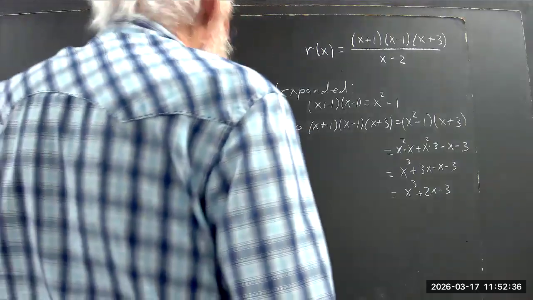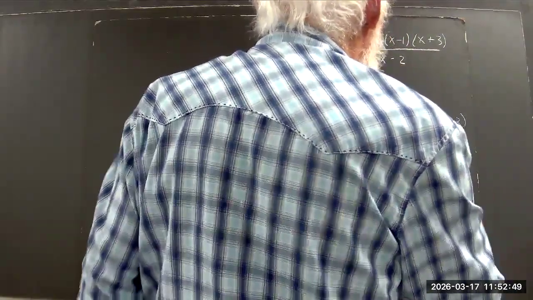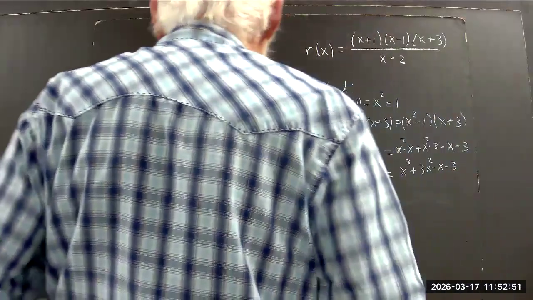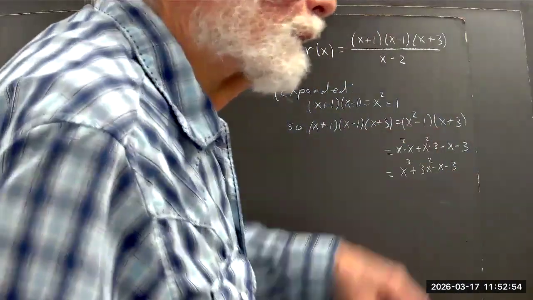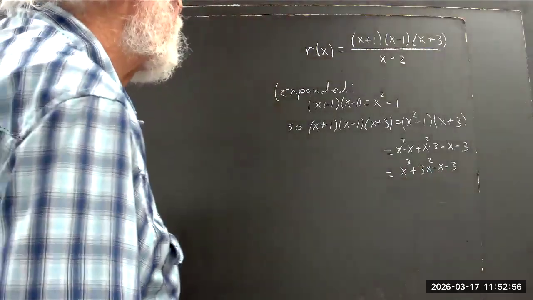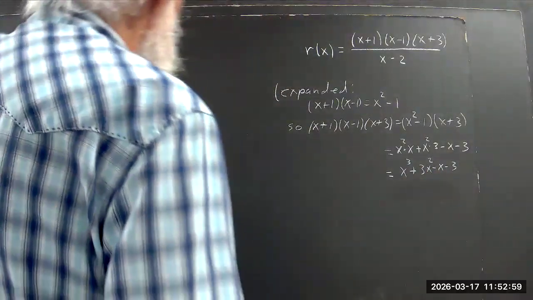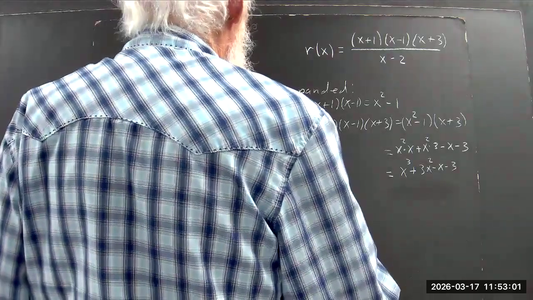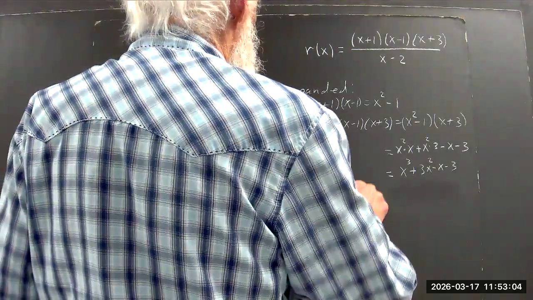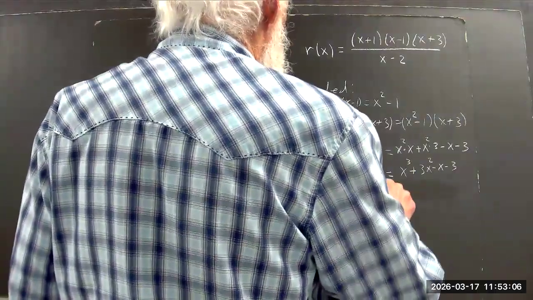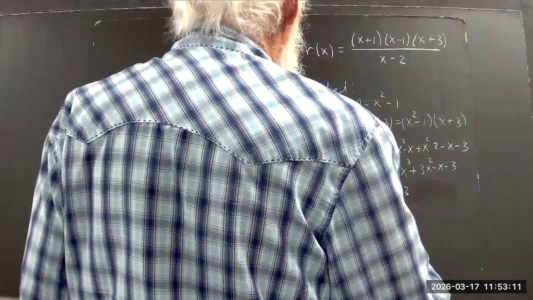Now, something's wrong. I said that wrong. X squared times x is x cubed, and x squared times 3 is 3x squared. So this thing that I did here was just a brain glitch. I have a lot of those lately. Okay, so we have this. All right, so r of x equals x cubed plus 3x squared minus x minus 3, all divided by x minus 2.